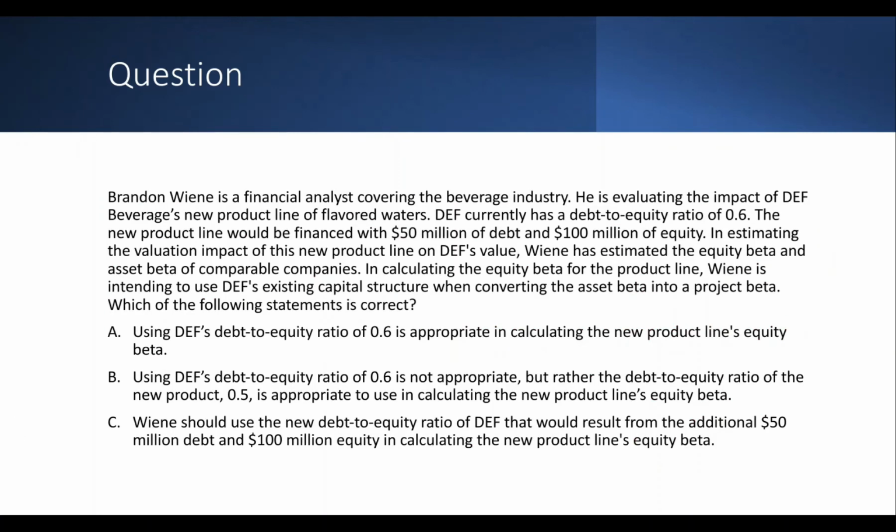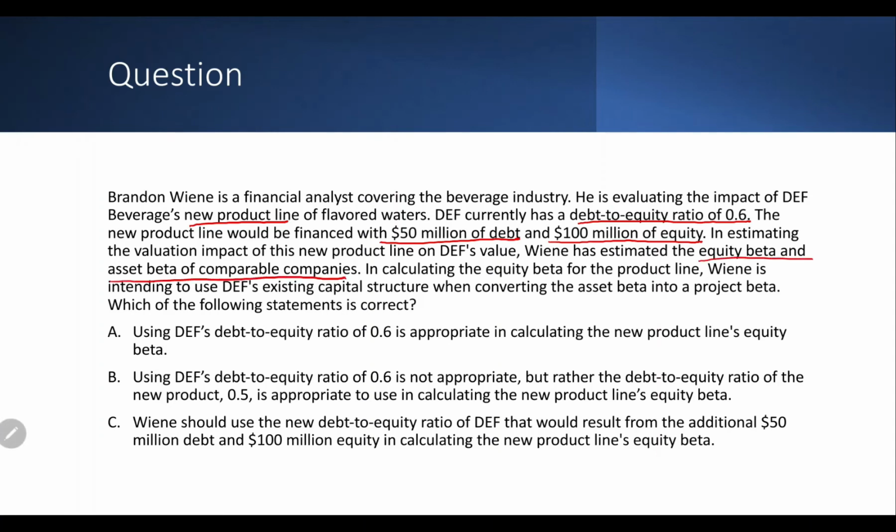The next question says, Brandon Beanie is a financial analyst covering the beverage industry. He is evaluating the impact of DEF Beverages' new product line of flavored waters. DEF currently has a debt to equity ratio of 0.6. The new product line would be financed with $50 million of debt and $100 million of equity. So there will be a change in debt equity ratio. In estimating the valuation impact of this new product line on DEF's value, he has estimated the equity beta and the asset beta of the comparable companies.